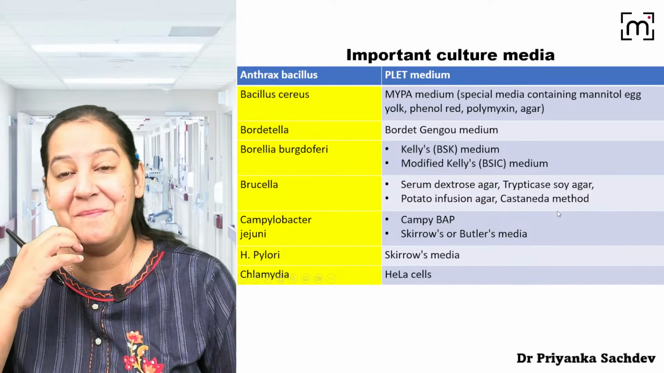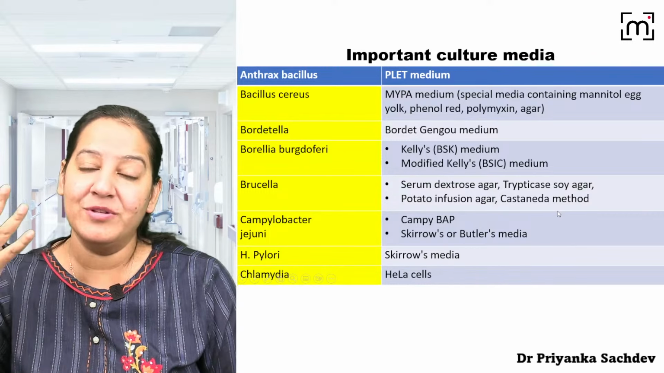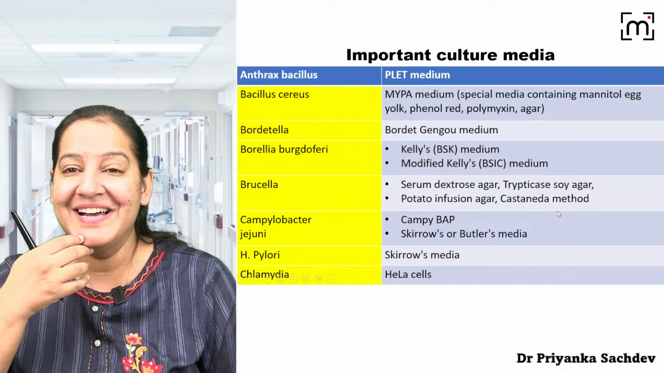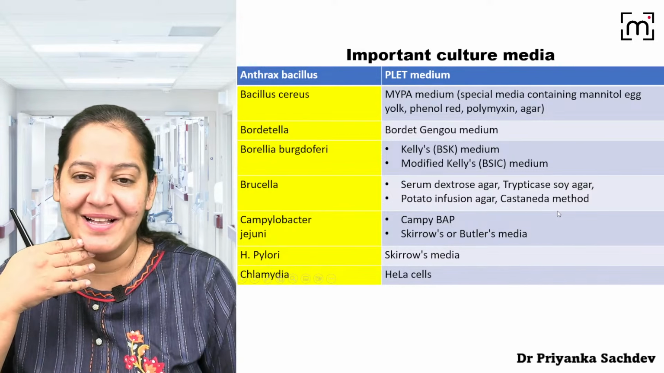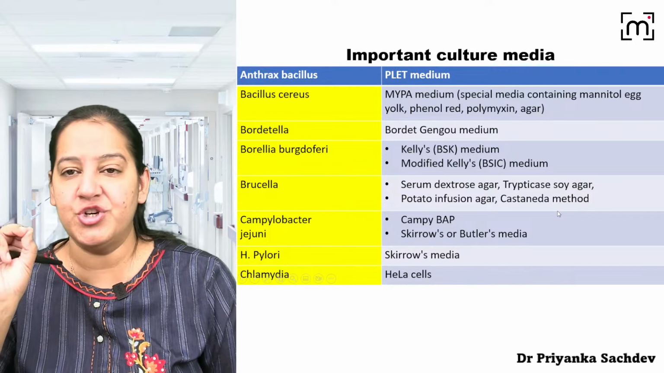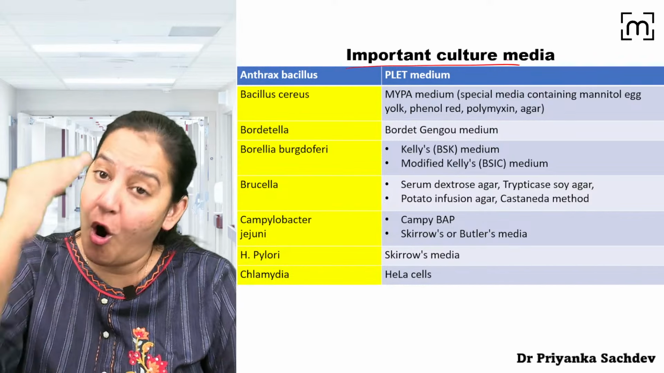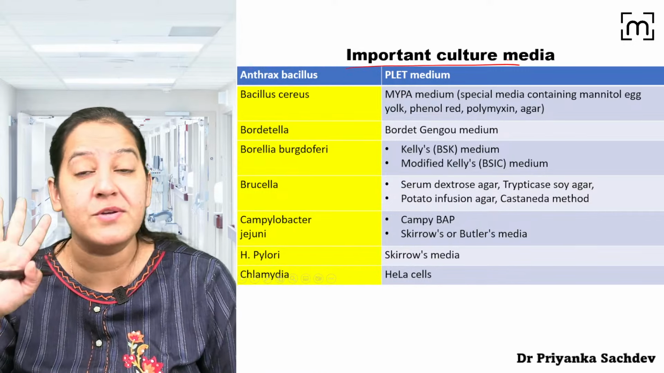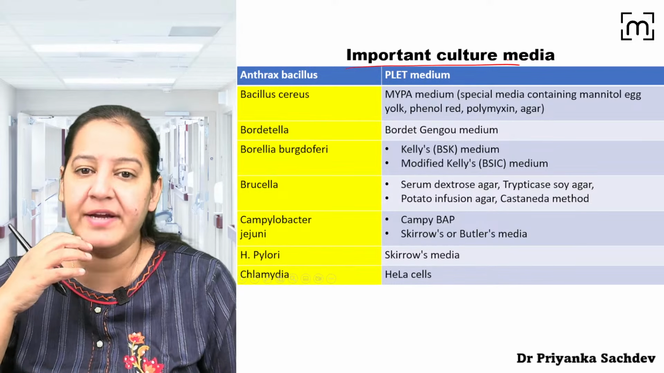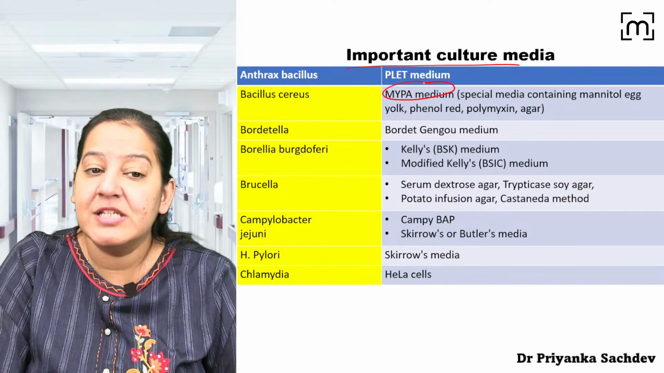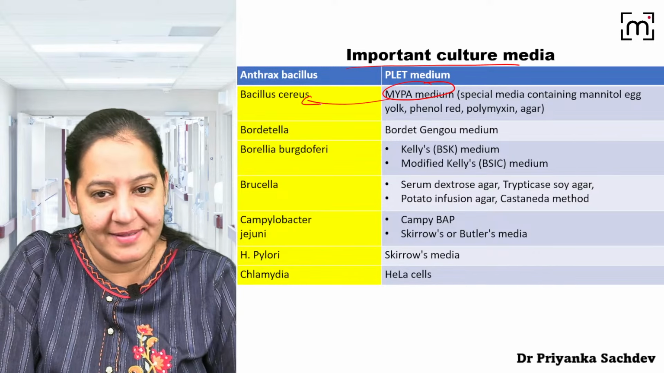The culture media, the important culture media. Now there are more than 40-50 bacteria in your syllabus. I have taught you all of them in your complete course, if you remember, right? But it's not time to revise it completely. So at least you should revise the important culture media of all the bacteria. There are high chances you will get 1 or 2 questions on culture media in microbiology. Just for example, MYPA media is for which bacteria? The answer is Bacillus cereus.